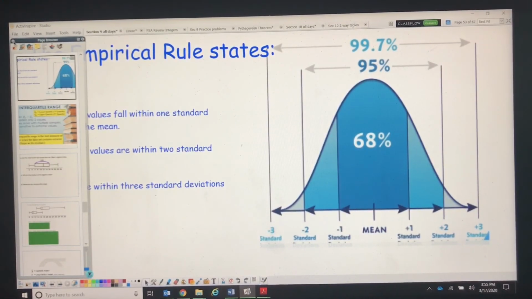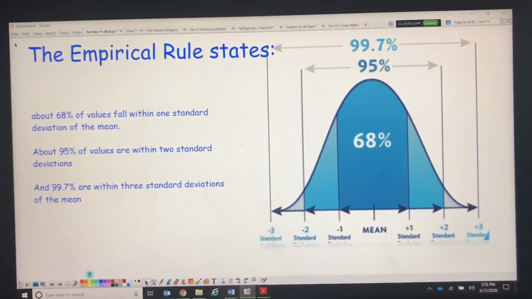We're going to touch on the empirical rule in a day or two, and that's where you will see the standard deviation come back into play. What you need to understand is the standard deviation explains that 68% of values fall within one standard deviation of the mean, 95% of those are within 2, and 99.7% are within 3.